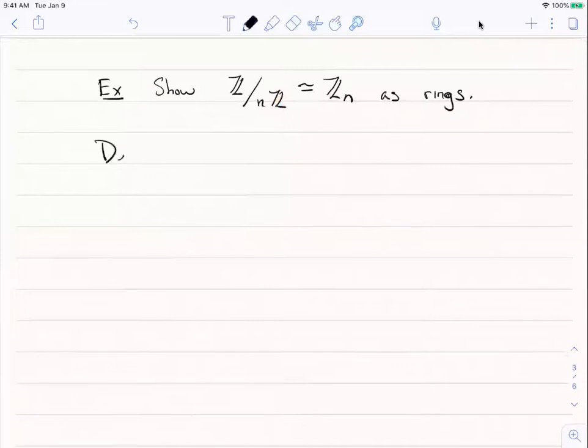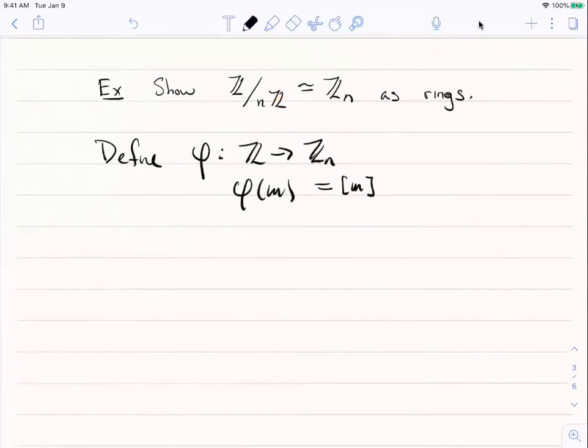So here's how we'll do it. Let's define phi from Z to Zn by saying phi of m is the class containing m. We showed that's an onto ring homomorphism with kernel. This was all in the previous lecture.